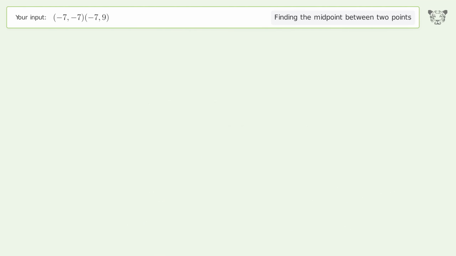The coordinates of point 1 are x1 equals -7, y1 equals -7. The coordinates of point 2 are x2 equals -7, y2 equals 9. PM represents the midpoint of the 2 points.